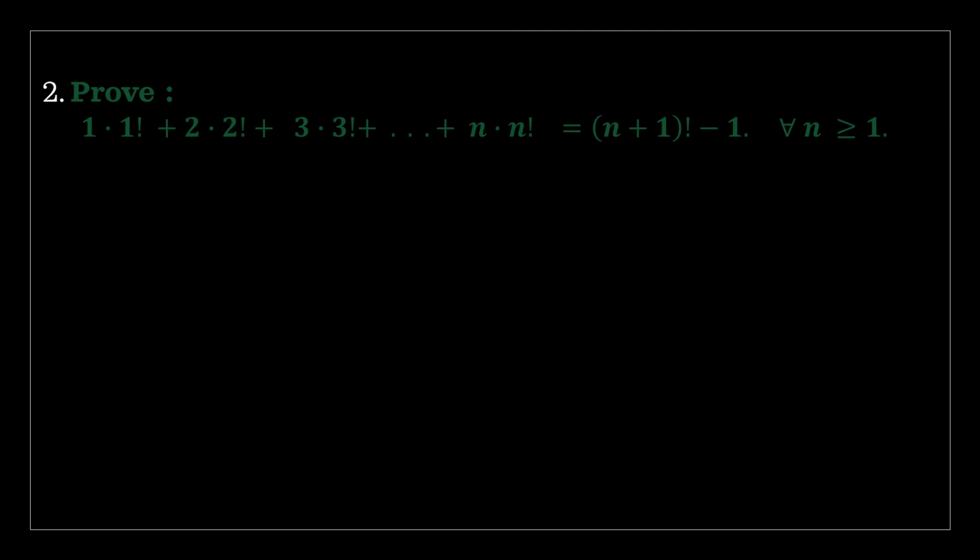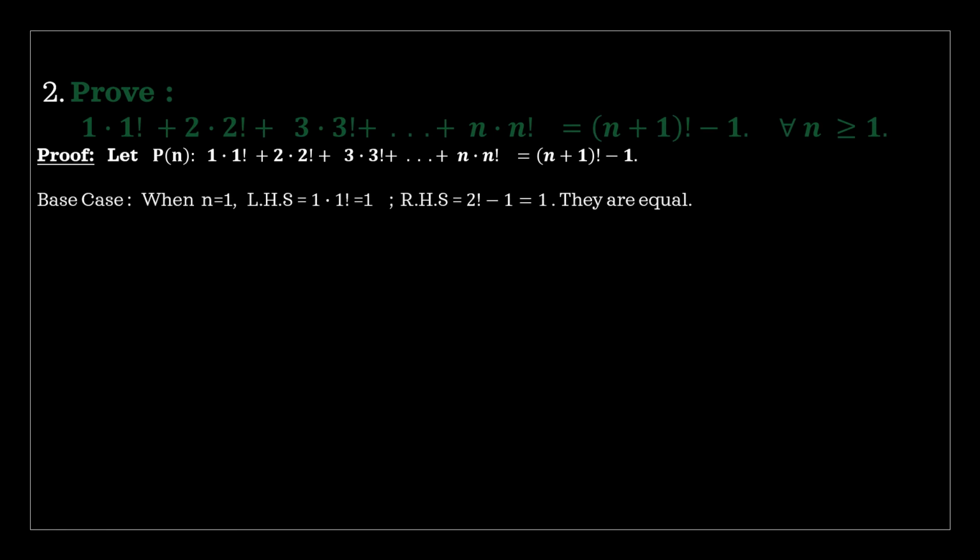For the second example, let us try to prove that 1 into 1 factorial plus 2 into 2 factorial, etc., n into n factorial is n plus 1 factorial minus 1, for every n greater than or equal to 1. The claim here is that this identity is true, so we take that as P of n. The base case is n equal to 1. The left hand side is 1 into 1 factorial, which is 1. The right hand side is 2 factorial minus 1, which is also 1, and hence it is true.